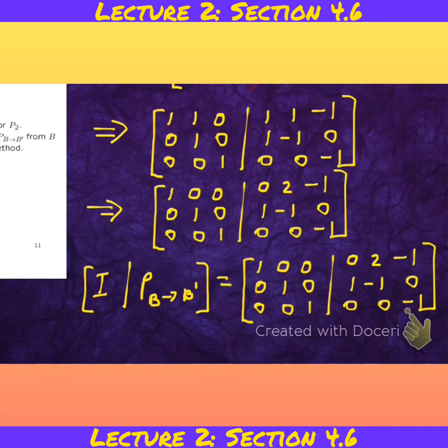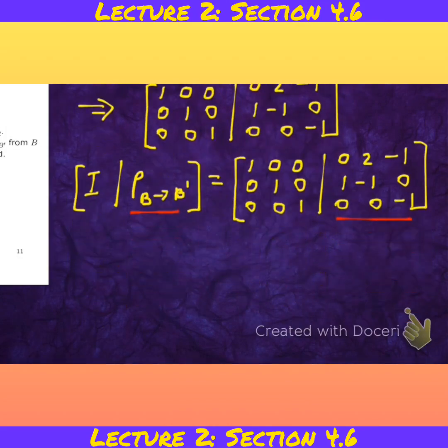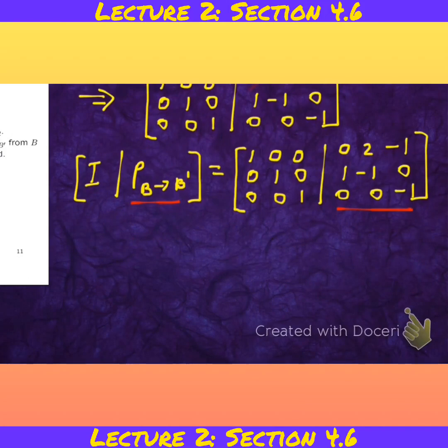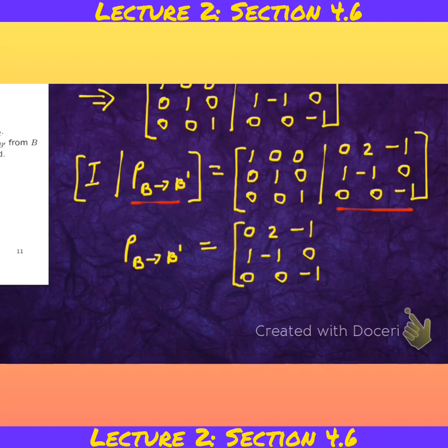Clearly you can now read off the change of basis matrix from B to B prime, which is that one there. So by the Gauss-Jordan method, the change of basis matrix becomes this. Okay, so that's our change of basis matrix from B to B prime.